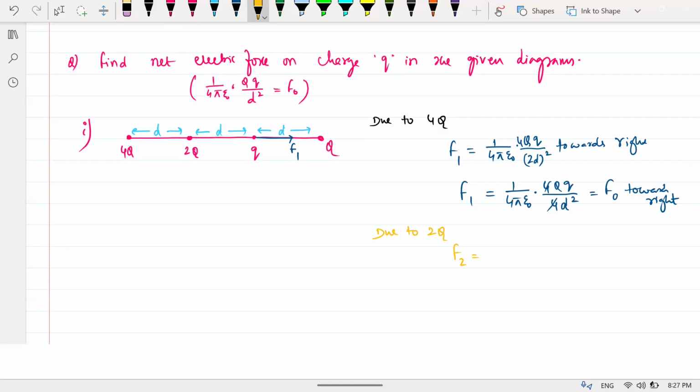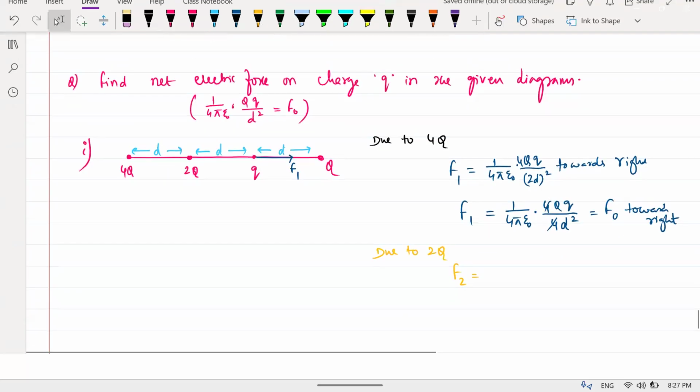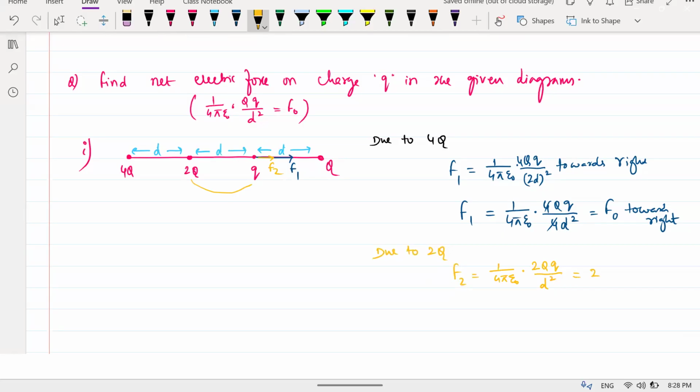Which direction will it be? Right only, because 2q is more than small q, so this is also in the same direction. The distance between 2q and q is d only. So it will be 1 by 4 pi epsilon naught capital Q small q, which is F naught. So this will become 2 times F naught towards right.